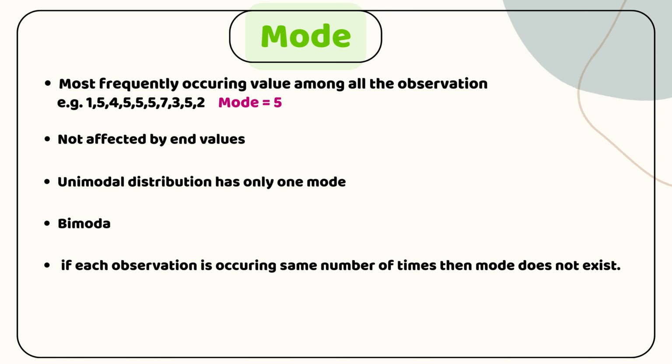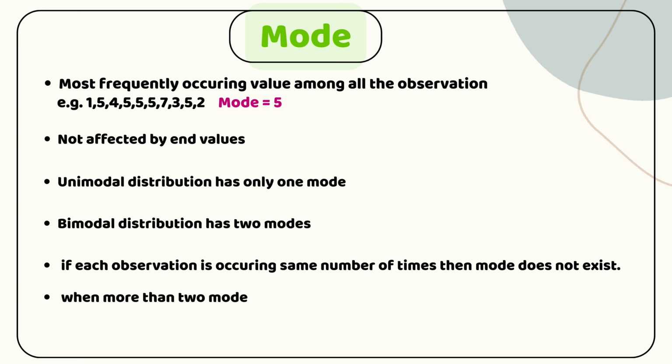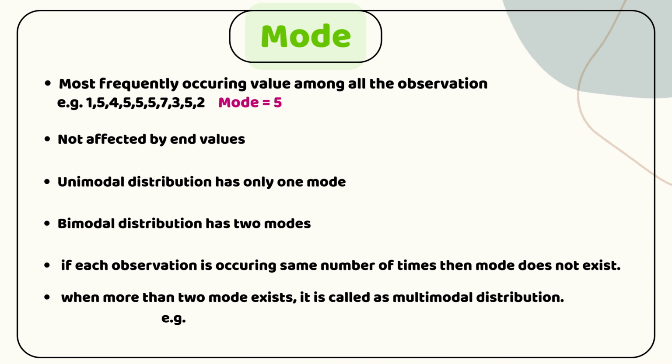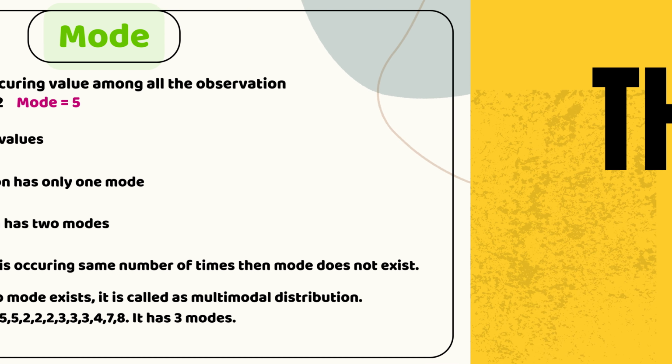A distribution with only one mode is called unimodal. If a distribution has two modes, it is bimodal. If all the values occur the same number of times, the mode does not exist. And if the dataset has more than two modes, it is called multimodal distribution. For example, in the values 555, 222, 333, 478, we have three modes, that is 5, 2 and 3.